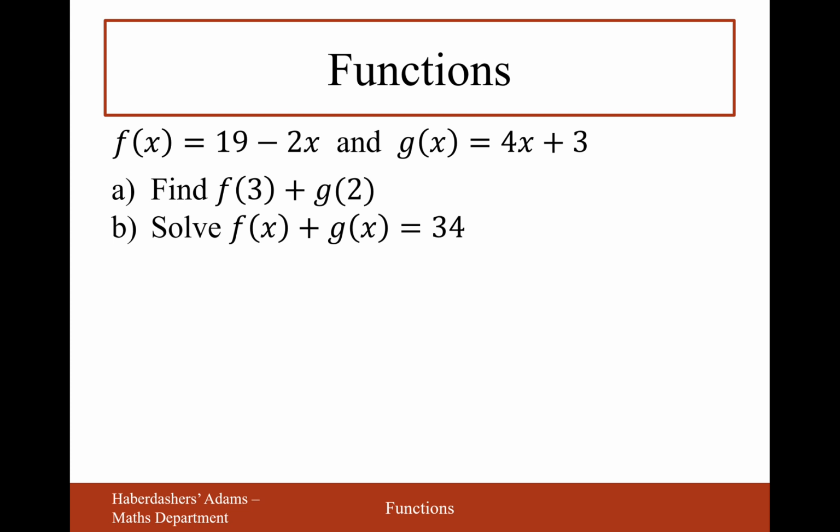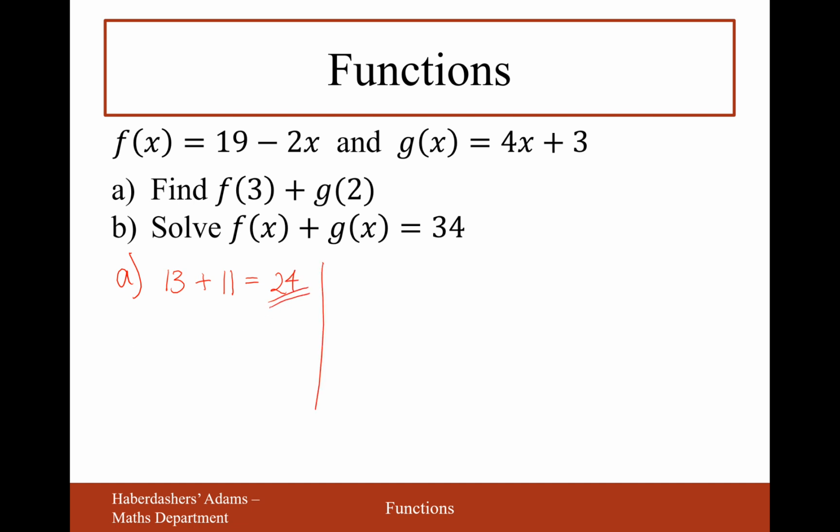Some more difficult questions here then. Pause the video and have a go at these two. Okay, so when it says find f of 3 plus g of 2, that means we're going to put 3 into the f function and 2 into the g function. So let's go ahead and do that. F of 3, that would be 6. 19 minus 6 is 13. And then add, because that's the symbol in the middle, put 2 in, that would be 8 plus 3, that's 11. So the answer to this question is 24.